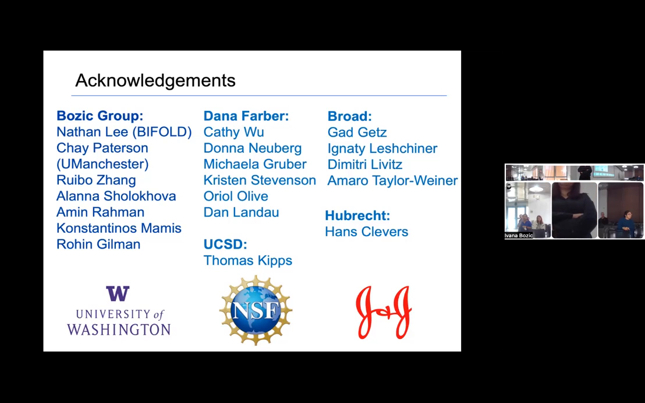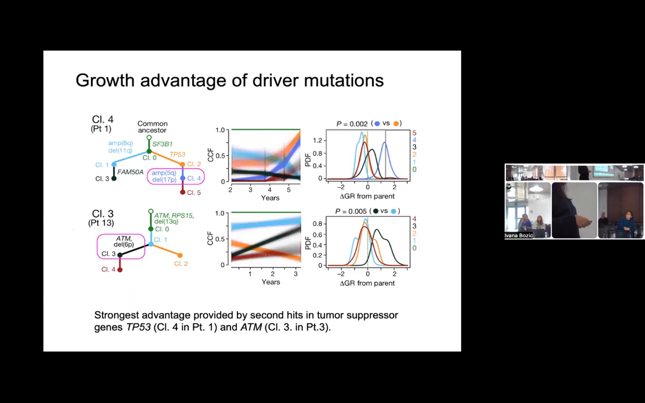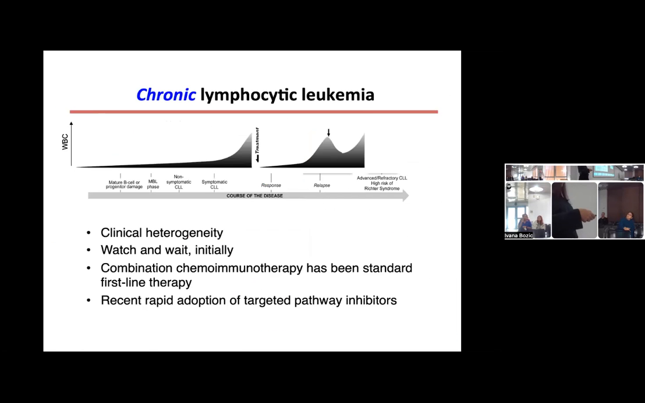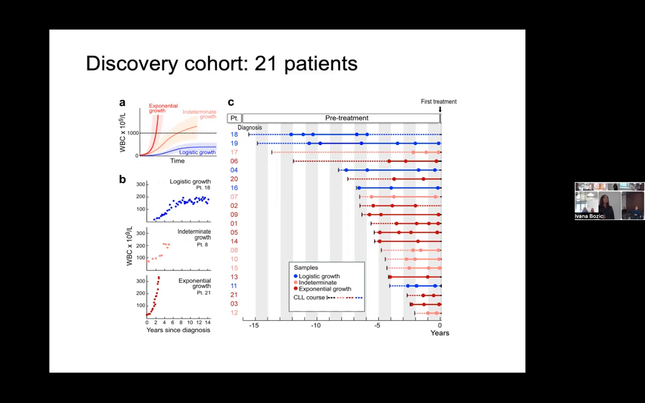And finally, in the CLL, when you compare the treatment between exponential and logistic cases, I assume the treatment is the same for the cases. Yes, so that's a subtle point. In the discovery cohort, all patients were treated with the same combination chemoimmunotherapy as first treatment. And here, there's a trend towards shorter time to treatment in the exponential category.